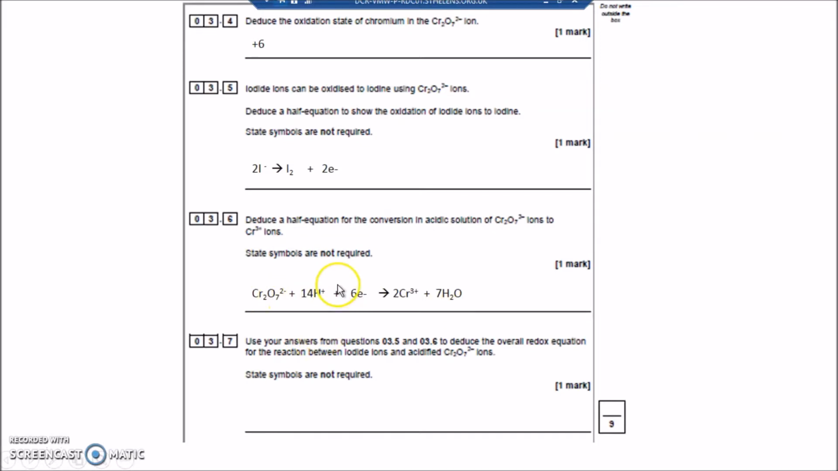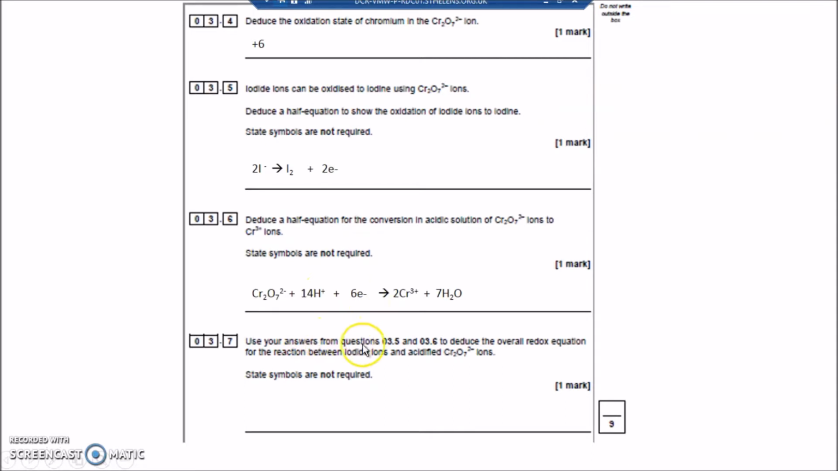Now let's add up the charges. I know it's a half equation, so I'm going to need electrons. 2 minuses and 14 pluses leave 12 pluses on this side. 3 pluses are 6 pluses on this side, so I've got 12 pluses on the left, only 6 pluses on the right, so 6 electrons will mean that I've got 6 pluses on each side.